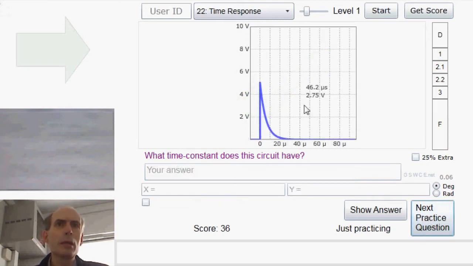Next. Time constant, this circuit, right, here we are going from 5 volts down to 0. So if we're going from 5 volts down, the time constant would be 63% of the way from 5 down to 0. 1.85. So where are we at 1.85 volts? Answer about there, about 6 microseconds.